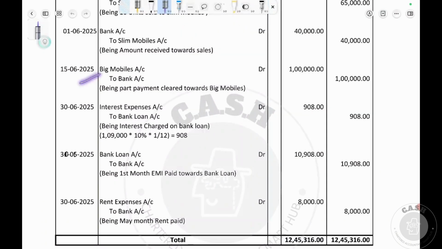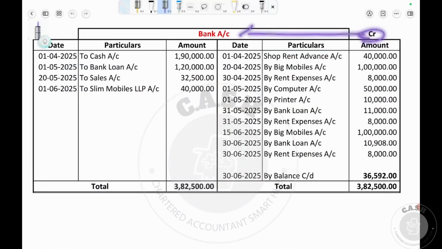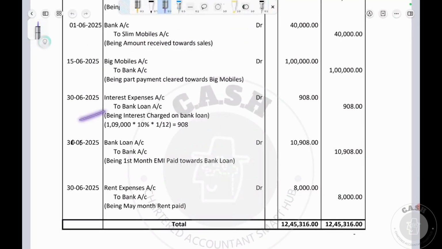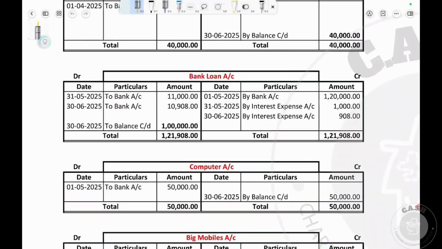We are again paying to Big Mobile's account rupees 1 lakh. Debit the receiver. Credit what goes out. Bank is giving money to Big Mobile's account, rupees 1 lakh. And the rest is the same as we did in the previous transaction. For assets and expenses, total the debit side first. Normally the debit side will be higher. For liabilities and incomes, total the credit side first. For this, normally the credit side will be higher.